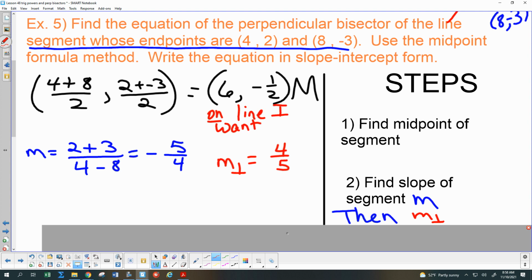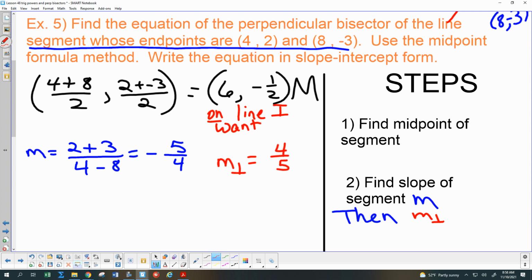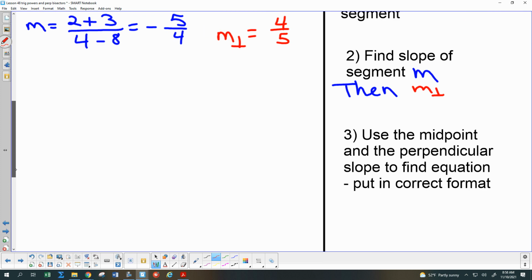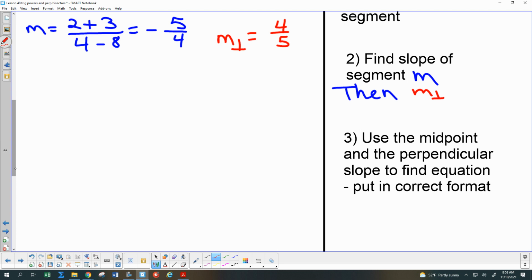So the line I really want has slope 4/5, and the line I really want goes through the point (6, negative a half). So now I just need to put that together and get my equation. And that is going to be my final step: use the midpoint and that perpendicular slope to get the equation, and then put it in whatever form they say in the problem. Double intercept, slope intercept, whatever they want.